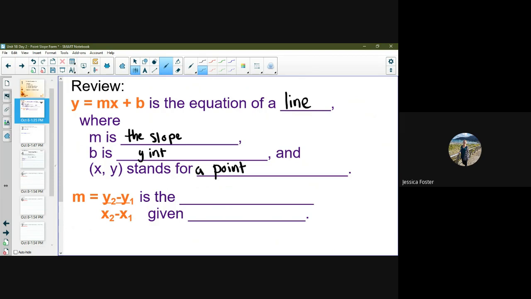All right, m equals y2 minus y1 divided by x2 minus x1. This is our slope, given 2 points, x1, y1, and x2, y2. So 2 separate points. All right, that was from last week.